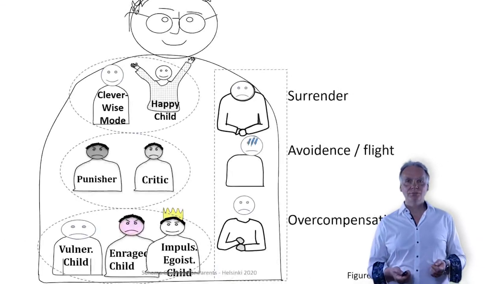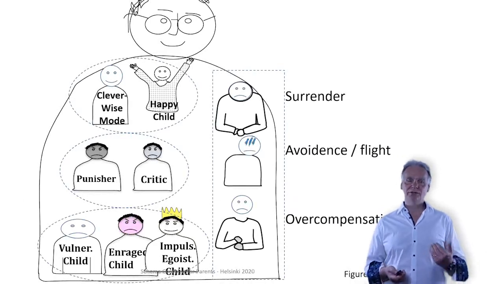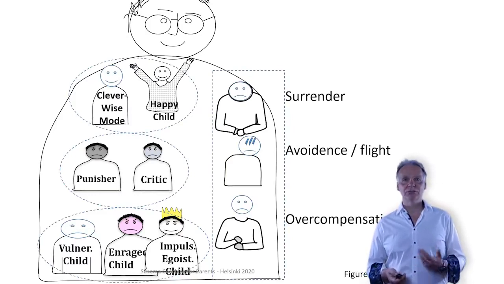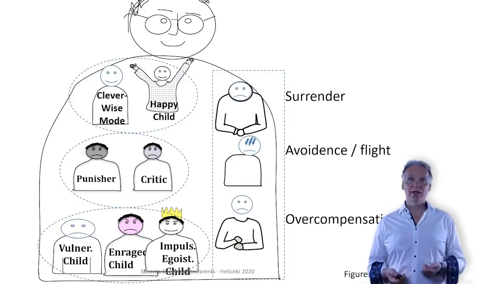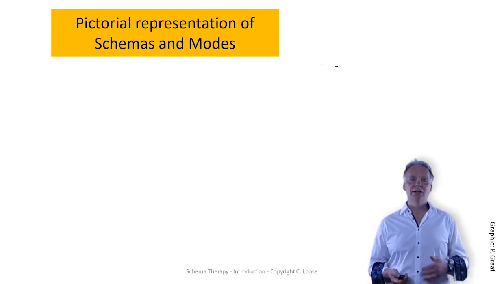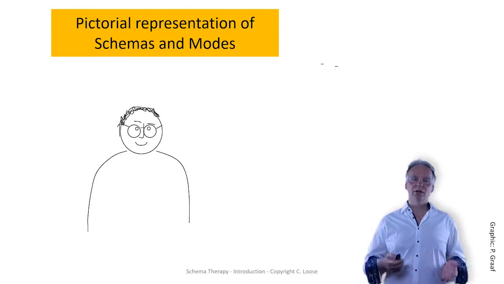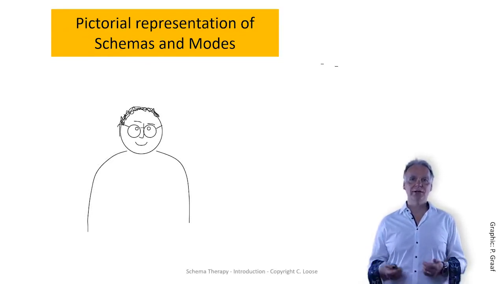So what we usually do is conceptualize them as our own figures within a bigger figure. As you can see here, for example, the child modes, the inner critic or punitive modes, and the dysfunctional mode. I will show you later how it works. So, in order to make the client understand what schemas and modes are and how they function, let me try to explain how it works between the client and his caretaker or caregiver.